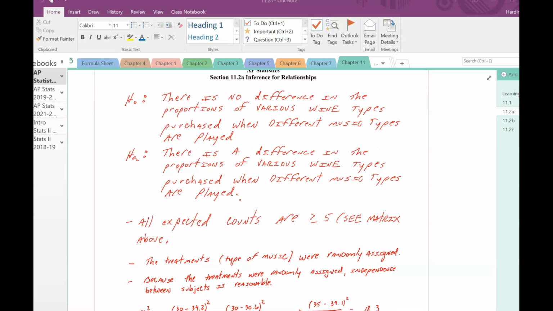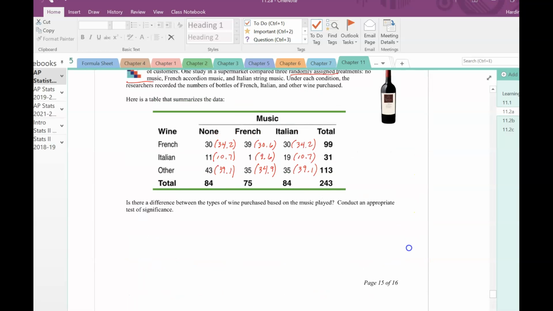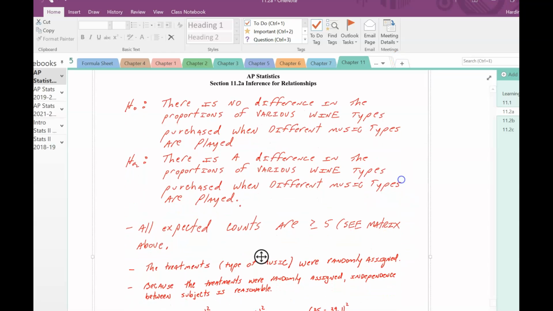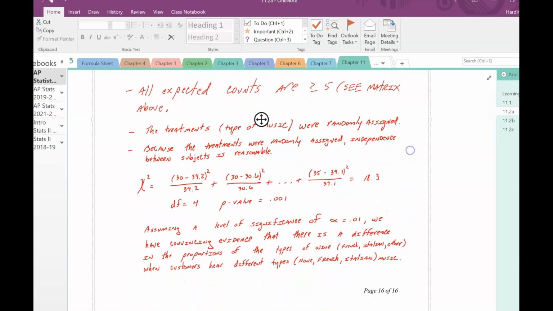You have your null and alternate hypothesis. The null is that there's no difference in the proportions of the wine types purchased when different music is playing. Alternate, there is a difference in the proportion of wine types purchased with different music. All of the expected counts are at least 5. This is where if you're doing it in your calculator, you're going to have to take a look and see what's in matrix B, or you could calculate these by hand also, but they were all at least 5. So that's hypotheses, conditions, the treatments were randomly assigned, so randomness is met.